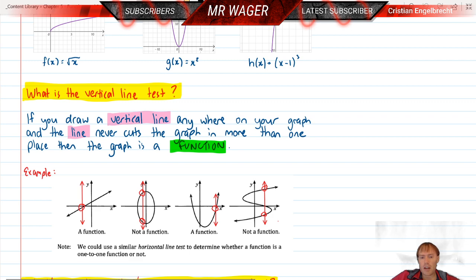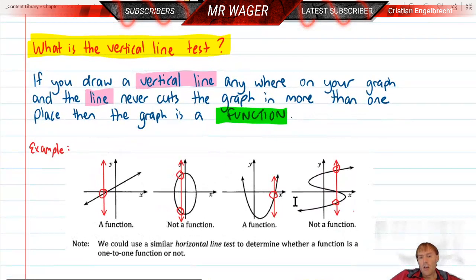And then finally in this one here, we have a really weird graph. It's kind of like a cubic on its side. But again, if we try and draw a vertical line anywhere in my graph and it cuts it in more than one spot, then it fails the vertical line test.